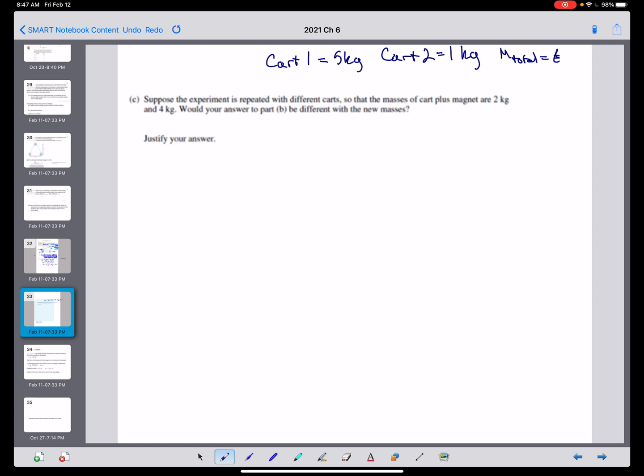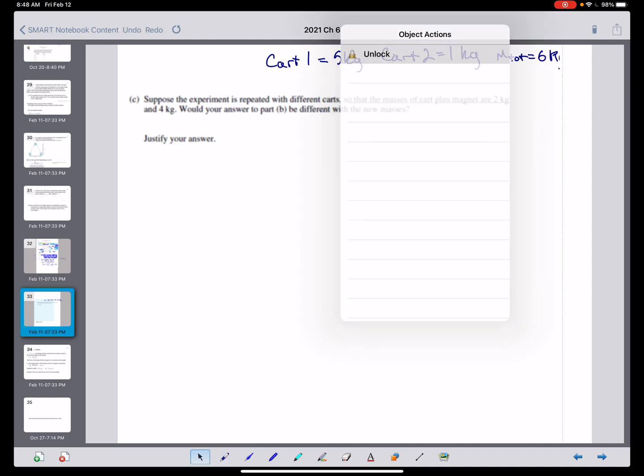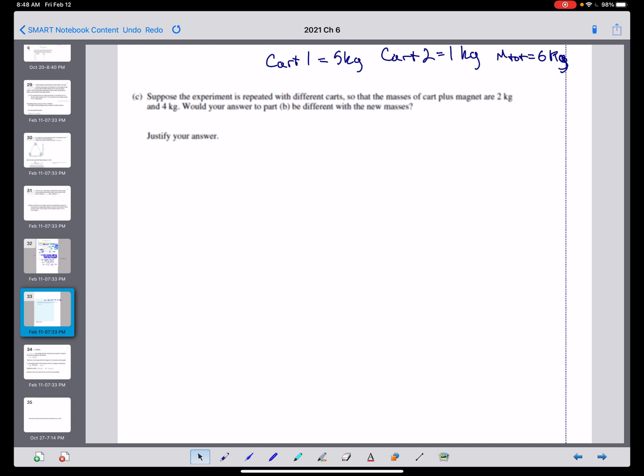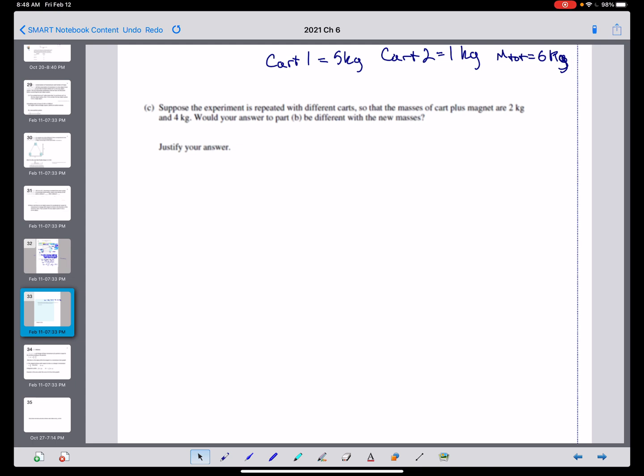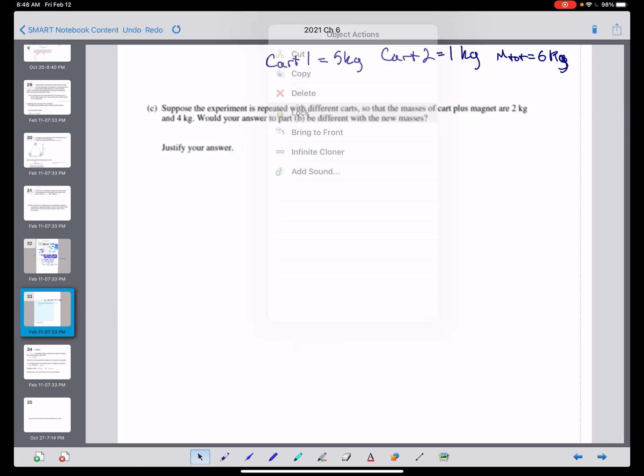Oh, I'm going off the page there. Let's put it over here. Let's move that. So M total was 6 kilograms, right? Come on, seriously? Such a picky iPad. Give me a second. Lock that in place. Okay.